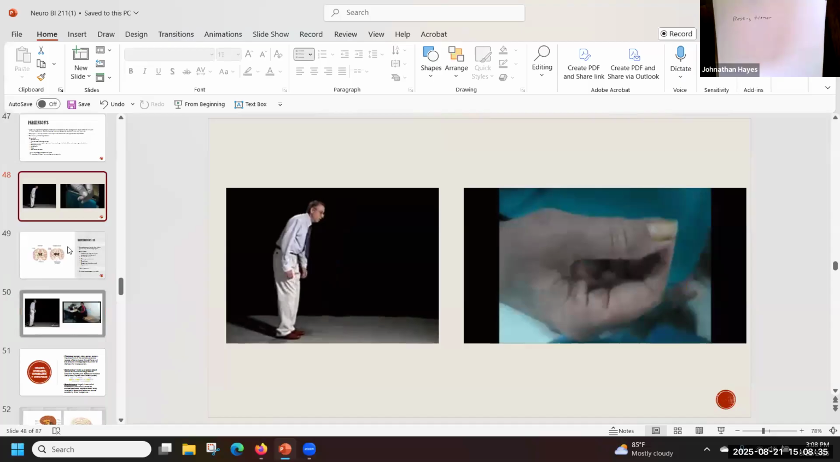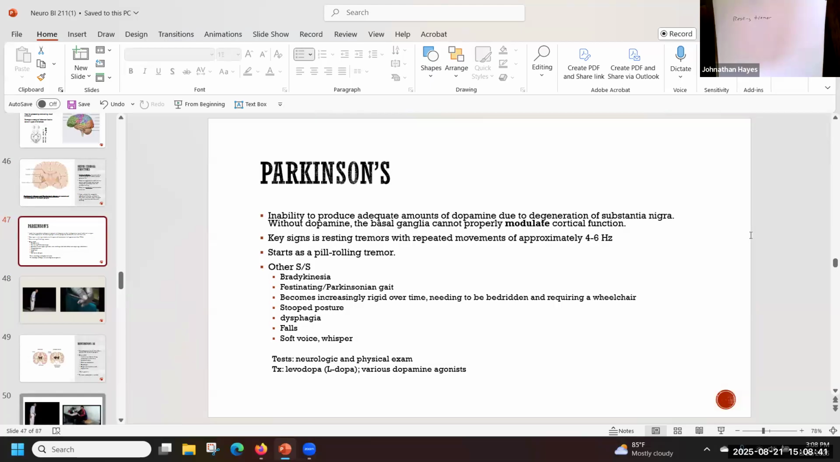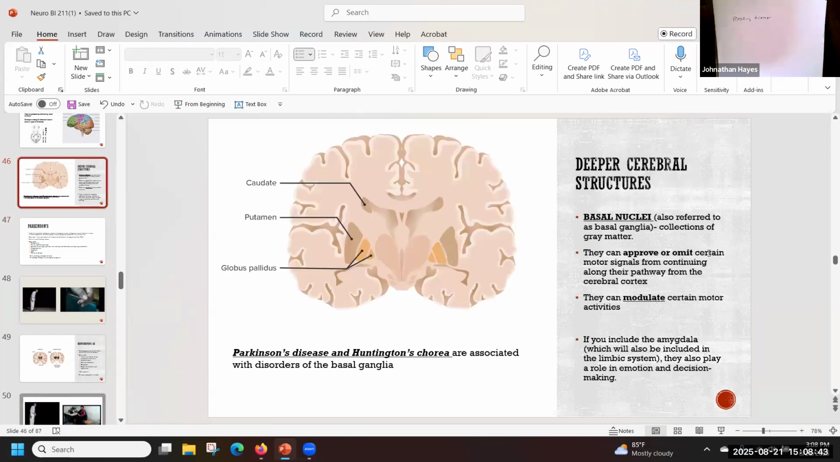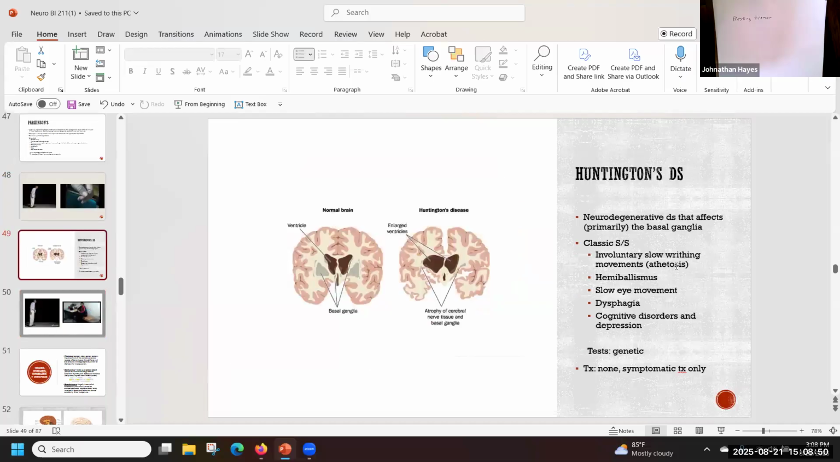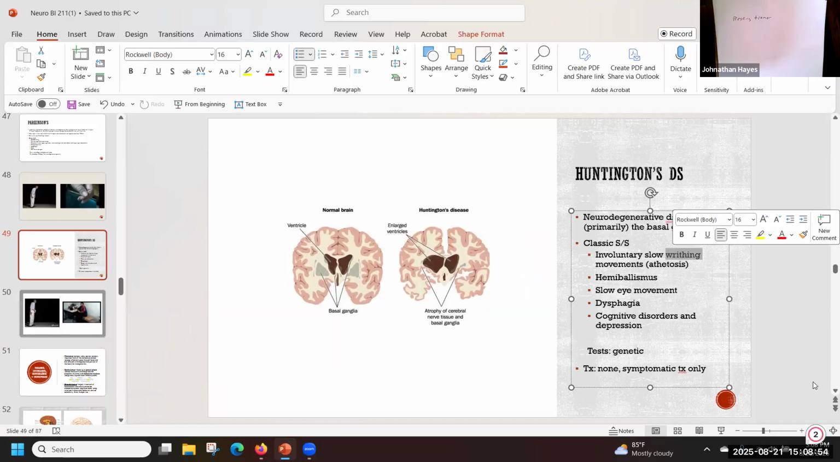What else? The Huntington's chorea. This one has a different appearance. So with Huntington's disease, again, we end up getting more what's called writhing type movements or athetosis. Some people call it snake-like movements. It looks like a snake or a worm is squirming. Slow eye movement, dysphagia, cognitive disorders, and depression come later. Issues, difficulty swallowing again.